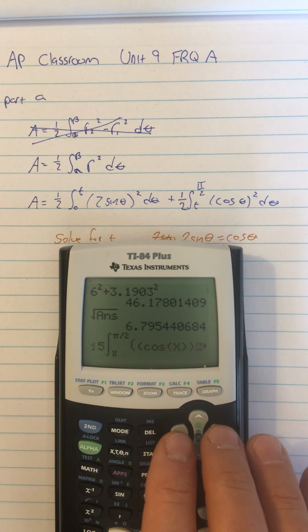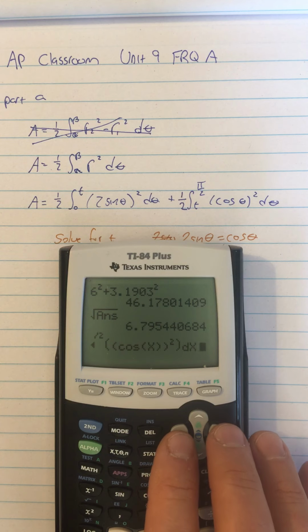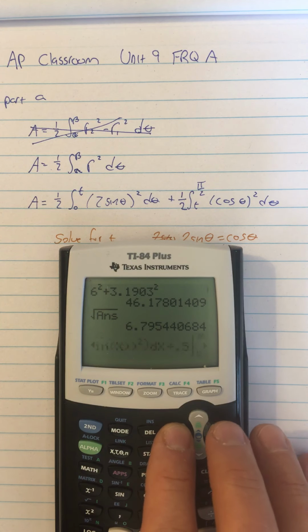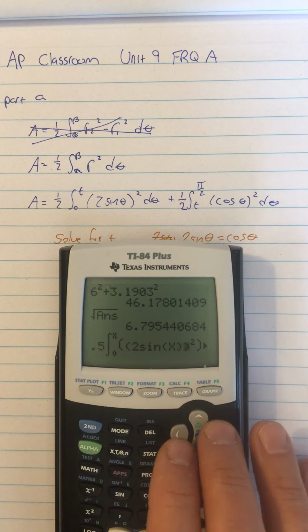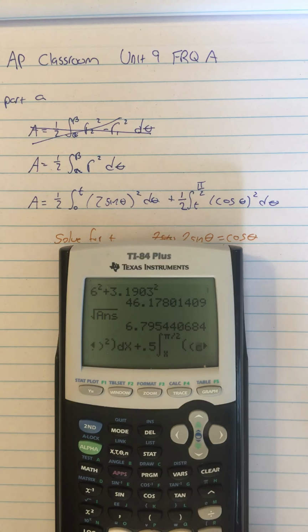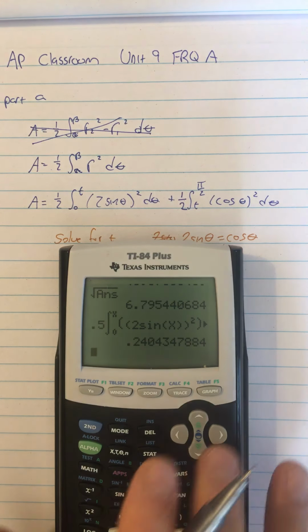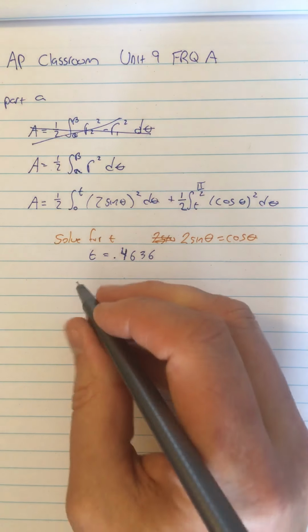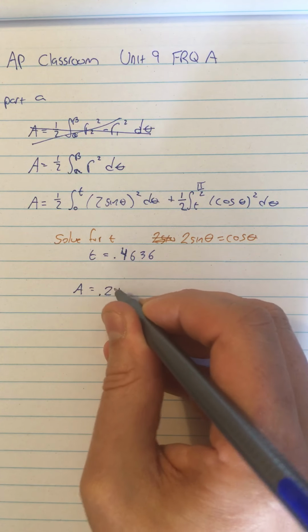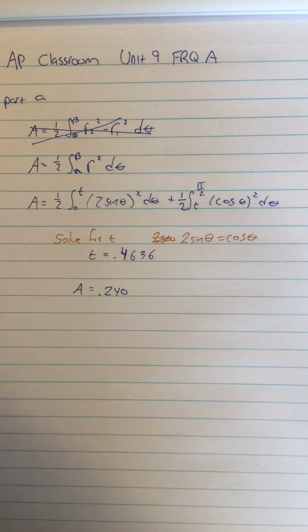So I have 1/2 the integral of cosine squared dx plus I have integral of 2 sine squared, 0.5, I have 0 to x here, and I have x to pi over 2 here. I like it. I think it looks good. I'm going to hit enter, and I get the answer 0.240. Now I'm giving my final answer, so I'm going to round to 3 decimal places as we do. 0.240, area equals 0.240.